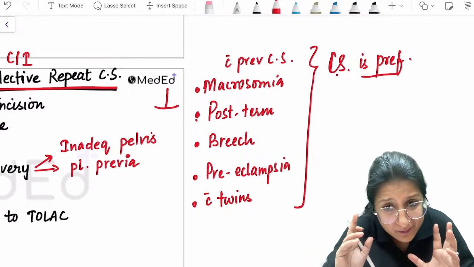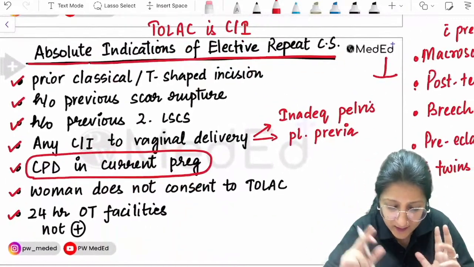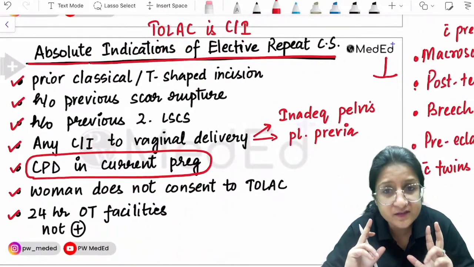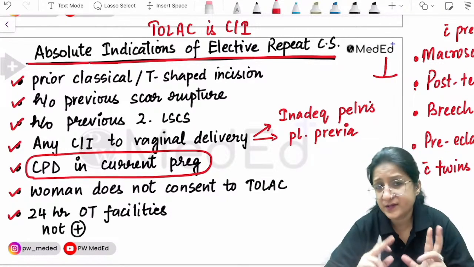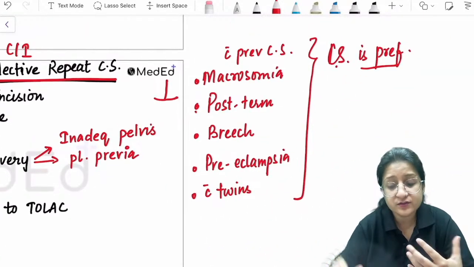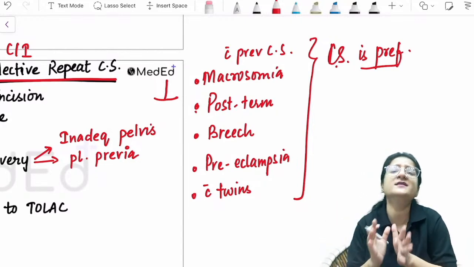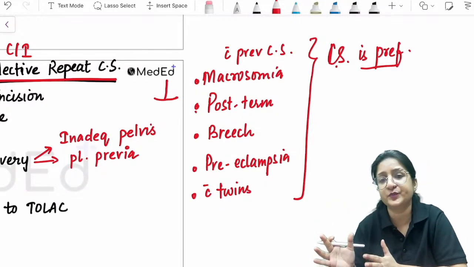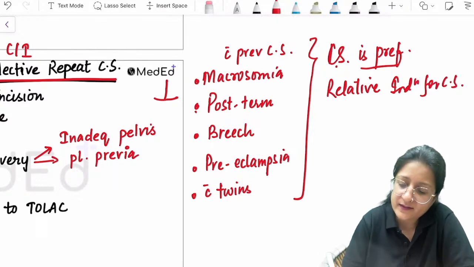So remembering multiple lists can be a problem. That's why I tell you, remember this particular list. Situations where elective repeat cesarean section is always done. Situations where trial of labor after cesarean is definitely contraindicated. And there are other complicated situations where vaginal delivery is an option, but cesarean is generally preferable. So these are relative indications for cesarean section, right?